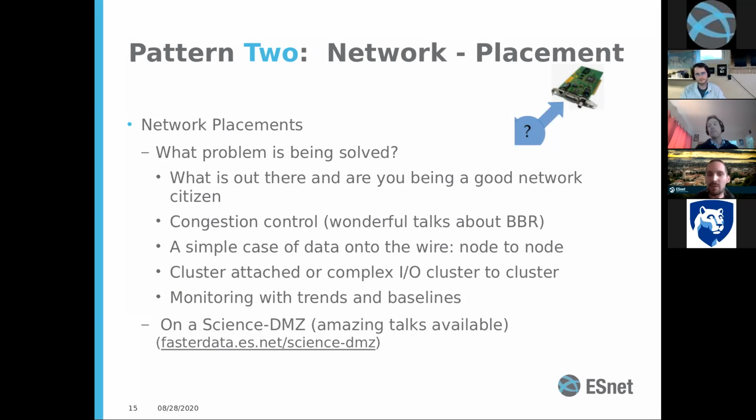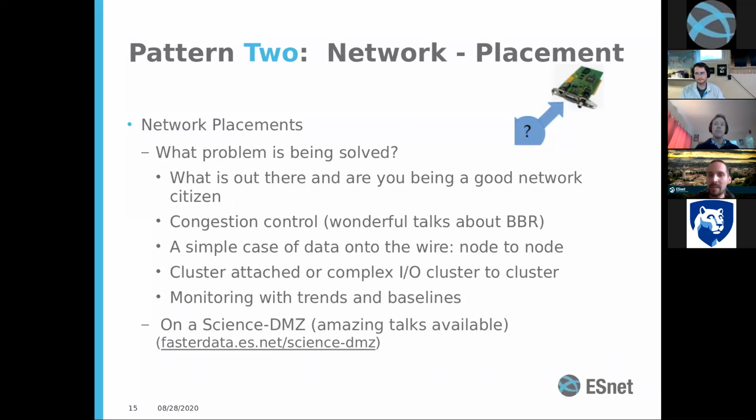BBR is the most hyped one at the moment, I guess, and our engineers are actually testing BBR v2, and in the near future, hopefully we'll be publishing some of the numbers on our knowledge base, fasterdata.es.net.